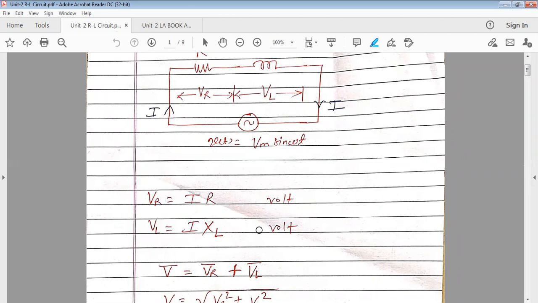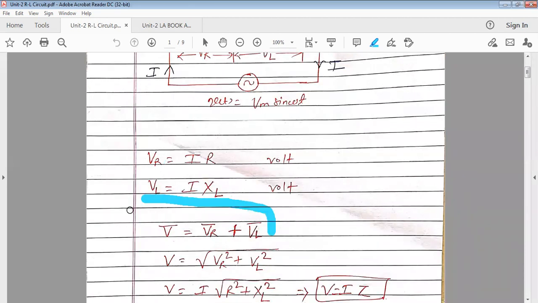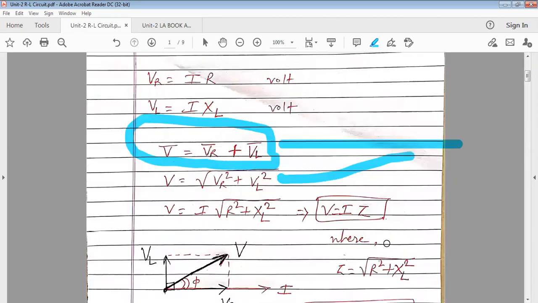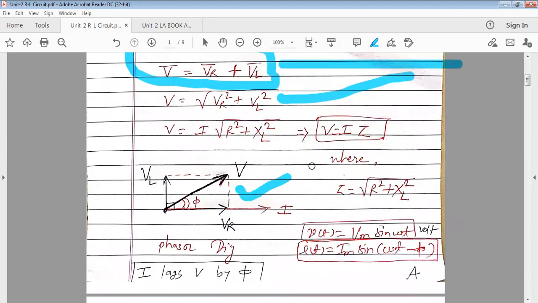Okay. Next one, the phasor sum of VR and VL is V. Sometimes, out of these three parameters, any two are given and you get asked to calculate the remaining one. So here the square root of VR square plus VL square is the total voltage V. We have seen the phasor diagram. From the phasor diagram, what result did we get?